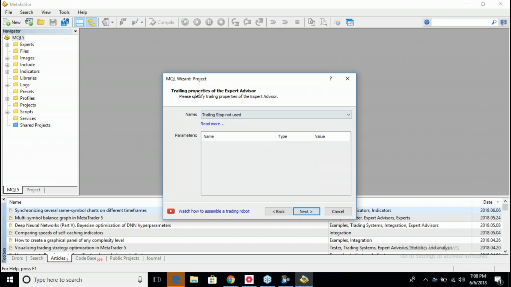If I go again, click next. You just follow the steps. So it says trailing properties of the expert advisor. Specify the trailing properties of the expert advisor. So pretty much, do you want to use a trailing stop? What do you want to use it off? There's a moving average, parabolic SAR. These are pre-programmed. So you don't necessarily have to use them, but they are there for you. So let's say we want to use a parabolic SAR. We're happy with those steps.